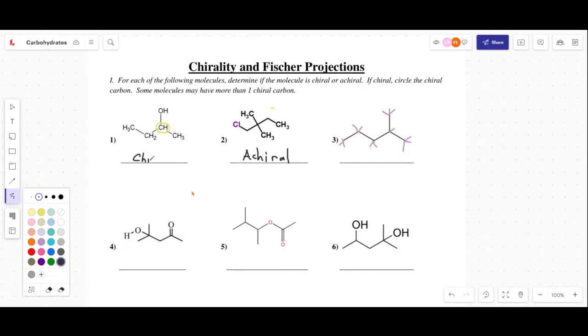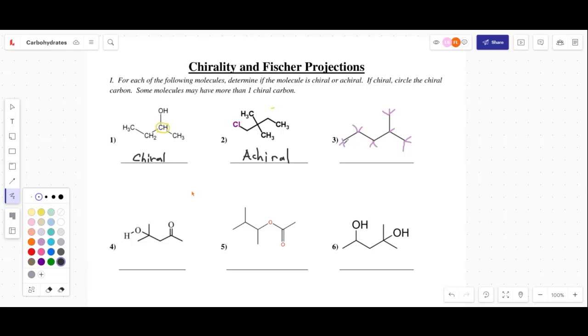Isn't it the same as 1? The third one has 4. No, the third one has 4 hydrogens, I think. 1, 2, 3, 4. Does it have 4 hydrogens? Well, none of them have 4 hydrogens.